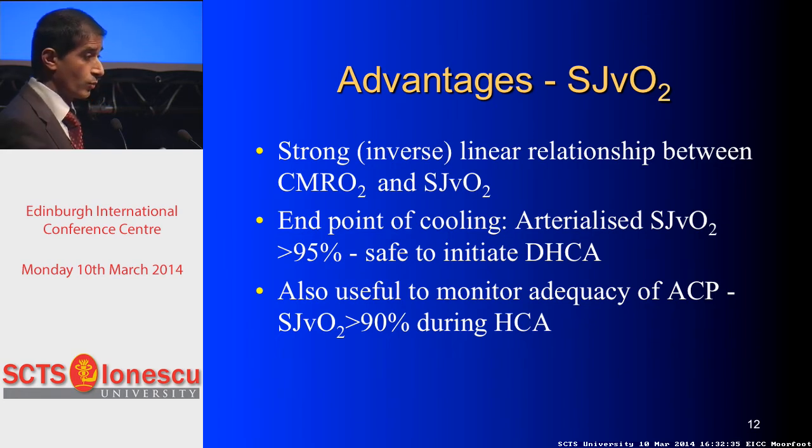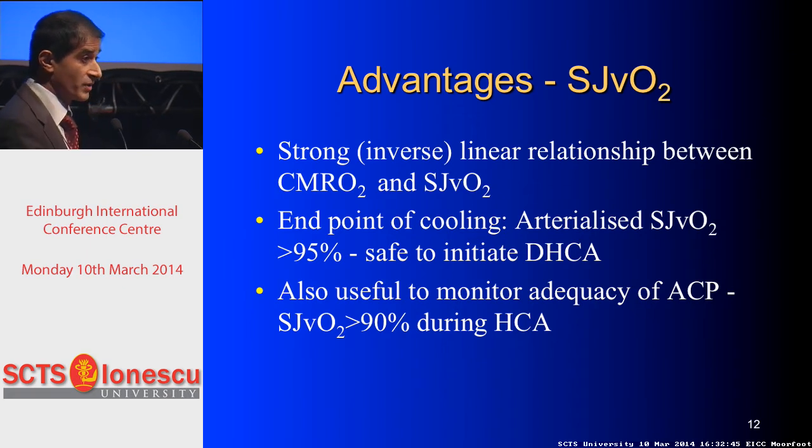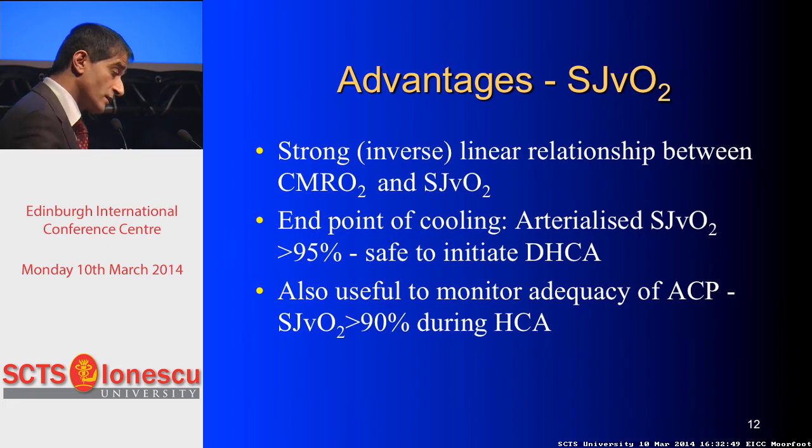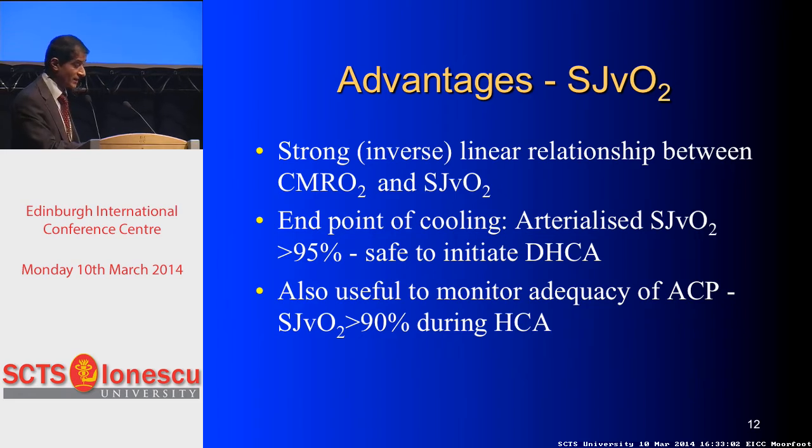So when we get down to a temperature of around 20, we start drawing samples. And when you get a jugular venous oxygen tension of about 95%, or the blood is arterialized, we know that pretty much the brain is not taking any oxygen from the blood and you can switch off. It's also believed that, though I have no personal experience in this, you can also use it for monitoring antegrade cerebral perfusion. And with that, you should target a jugular venous oxygen saturation of about 90%.